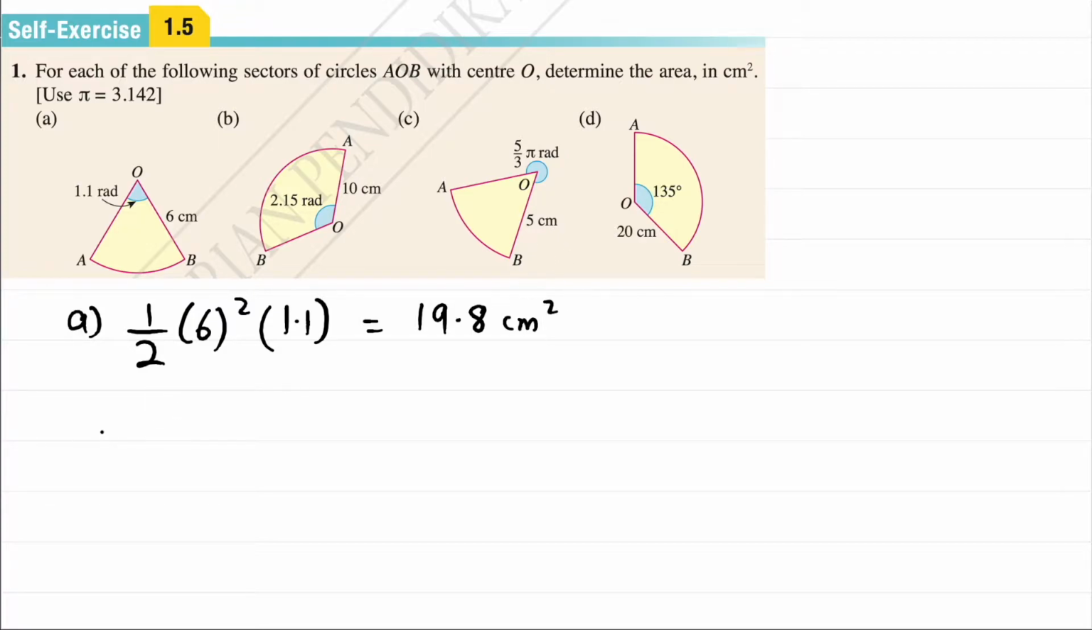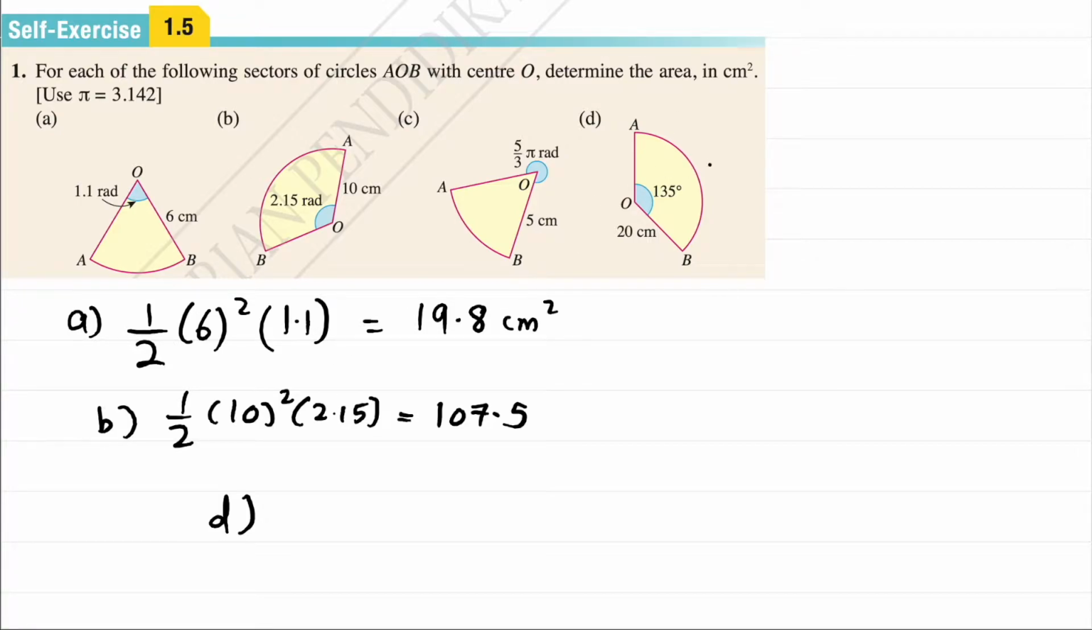For B, another example, sama juga, 1 over 2, put the radius 10 square, then you put the angle 2.15. Then you press calculator, 107.5. And this is a little bit different. You see, the angle here is not in radian, so of course you have to convert it first.